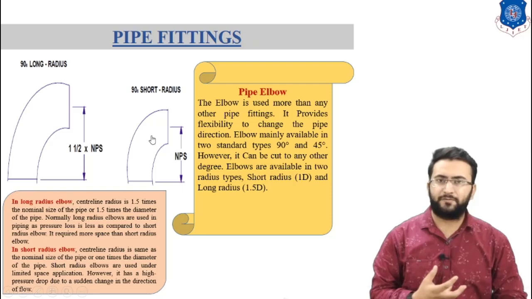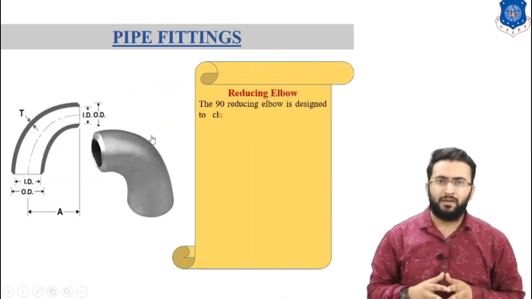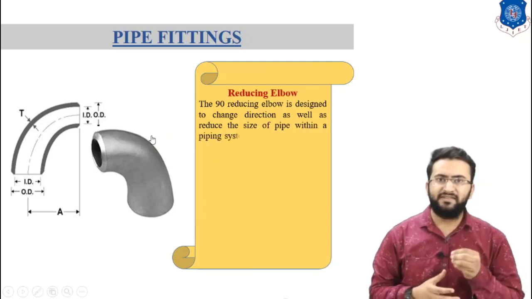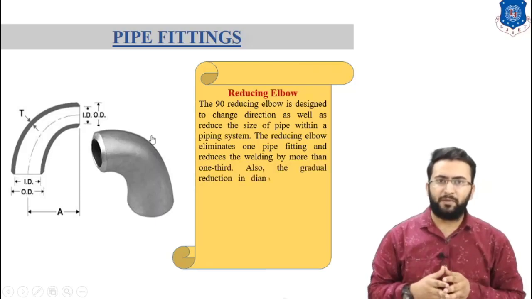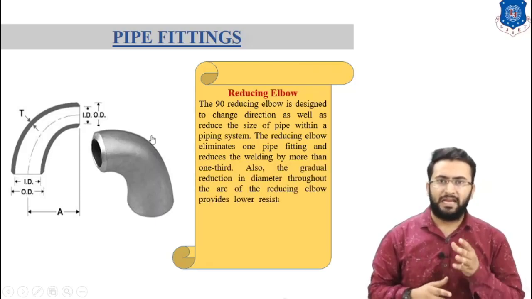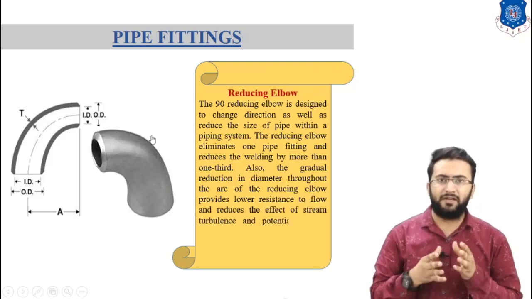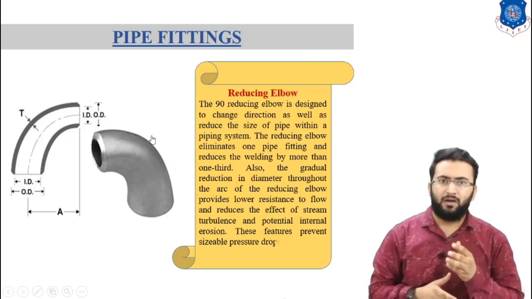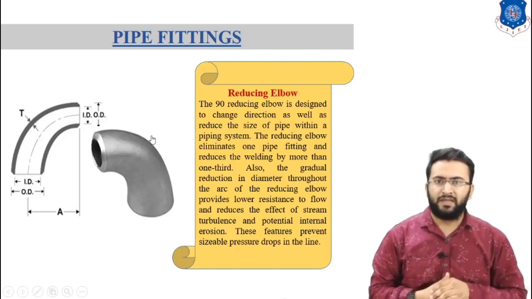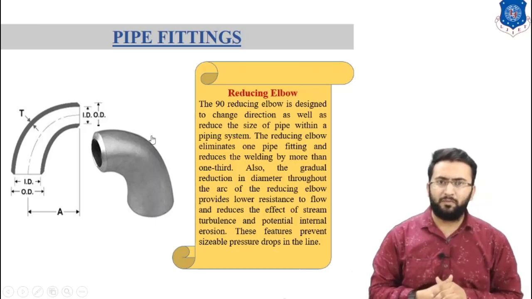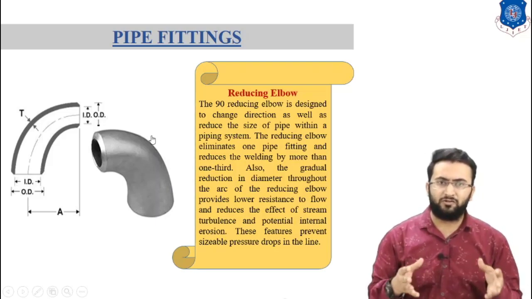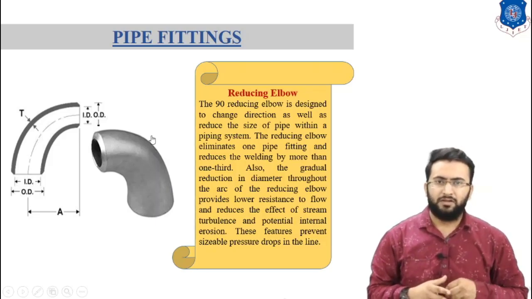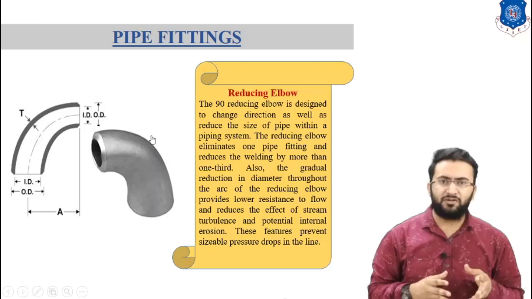So let's talk about the next pipe fitting, which is a reducing elbow. The 90-degree reducing elbow is designed to change the direction as well as reduce the size of pipe within a piping system. The reducing elbow eliminates one pipe fitting and reduces the welding by more than 1/3. Also, the gradual reduction in diameter throughout the arc of reducing elbow provides lower resistance to the flow, reduces the effect of stream turbulence and potential internal turbulence, and also reduces the erosion. This feature prevents sizable pressure drop in a line.